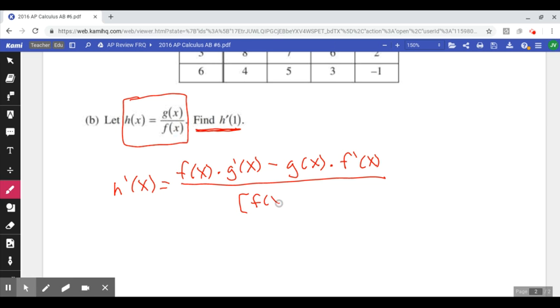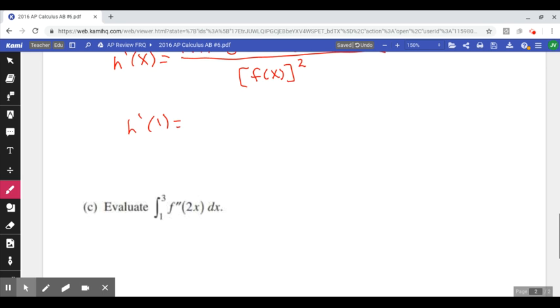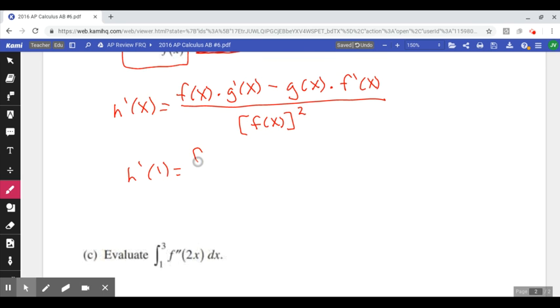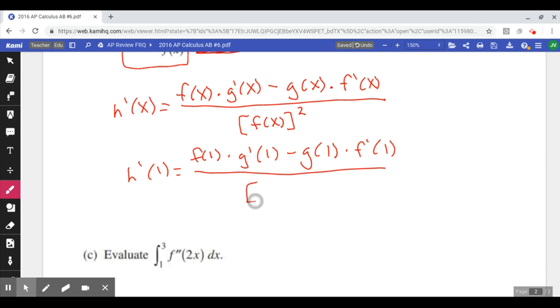We don't need the derivative there, we just want f of x, and we want to square it. Now we want to evaluate this when x is 1. So we'll write h prime at 1 is equal to f at 1 times g prime at 1 minus g at 1 times f prime at 1 all over f at 1 squared.